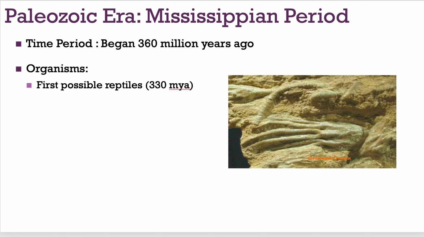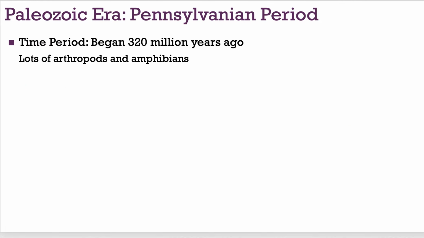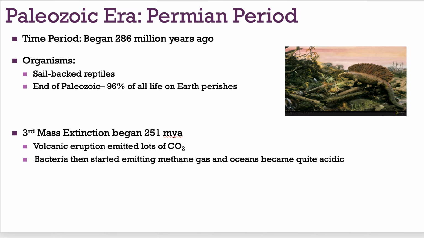Right. Moving on, in the Paleozoic era was the Mississippian period. That began 360 million years ago, and the first reptiles arrived 330 million years ago. Then there was the Pennsylvanian period. Not a lot really happened, besides a lot of arthropods or insects and the like, and amphibians just started evolving, and that was 320 million years ago. Then there was the Permian period, which began 286 million years ago. This is when the first sail-backed reptiles occurred, which is this guy in this picture here.